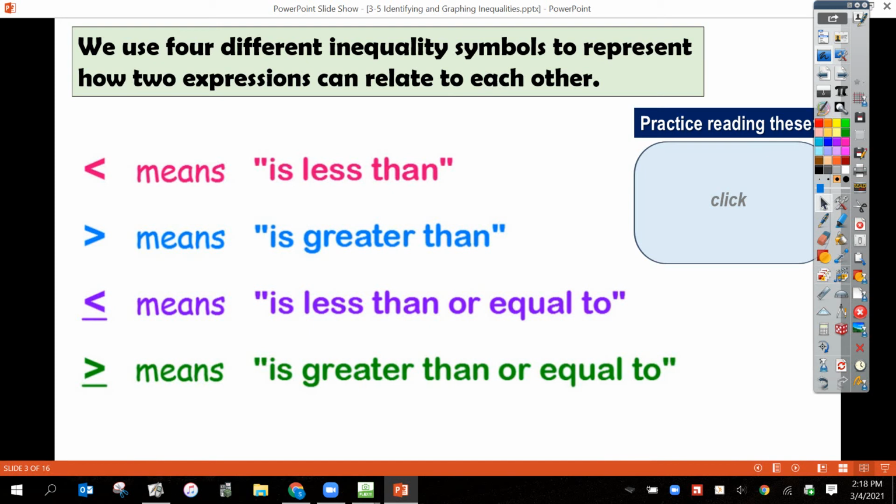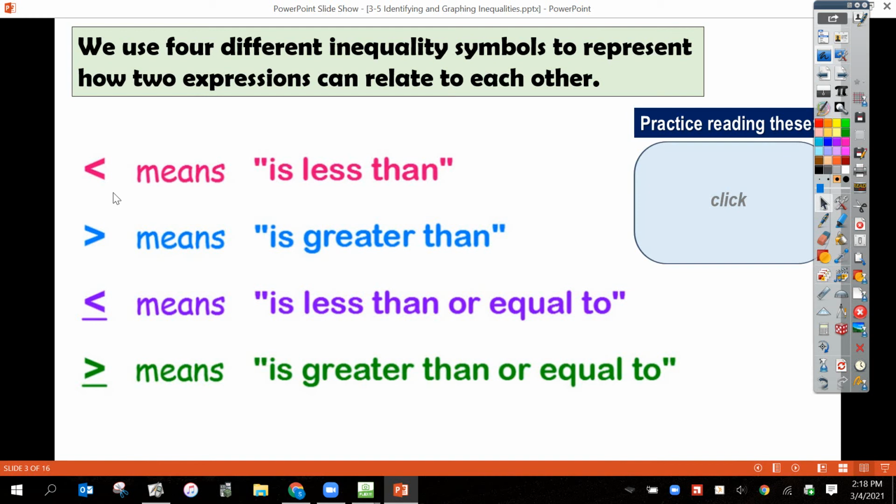The first one, this red one, pointing here, means that it is less than. So we read from left to right. Whatever's on the left is less than whatever's on the right. And the blue one here, that's greater than. Whatever's on the left is greater than whatever's on the right.